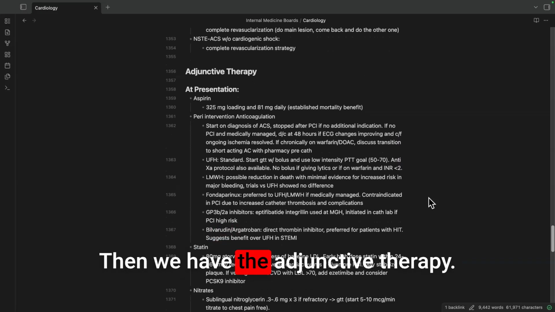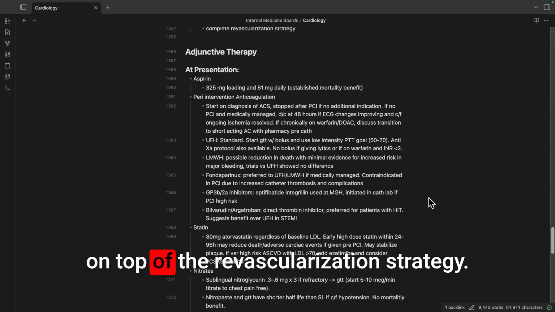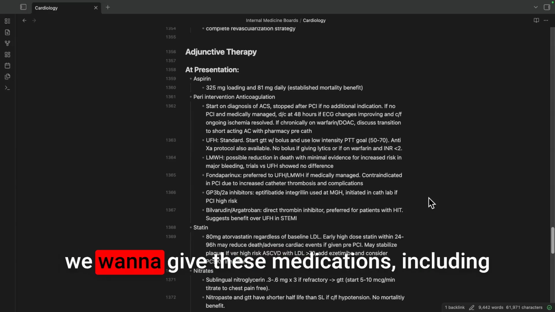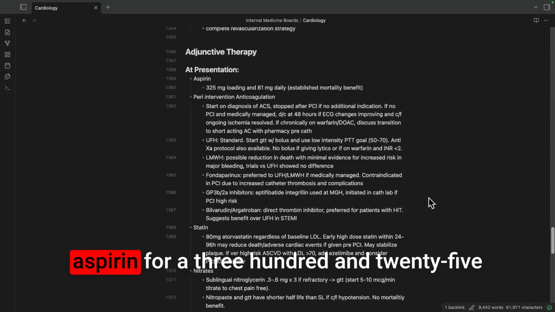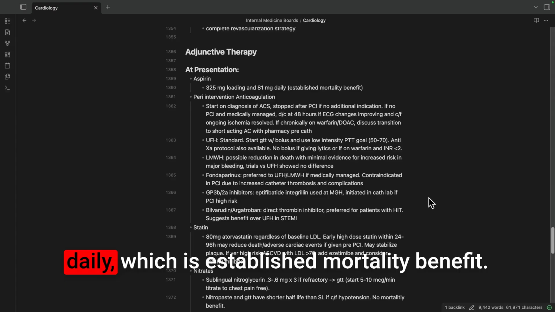Then we have the adjunctive therapy. So these are the medications that you add on top of the revascularization strategy. At presentation of the myocardial infarction, we want to give these medications, including aspirin for a 325 milligram loading dose and an 81 milligram daily, which has established mortality benefit.